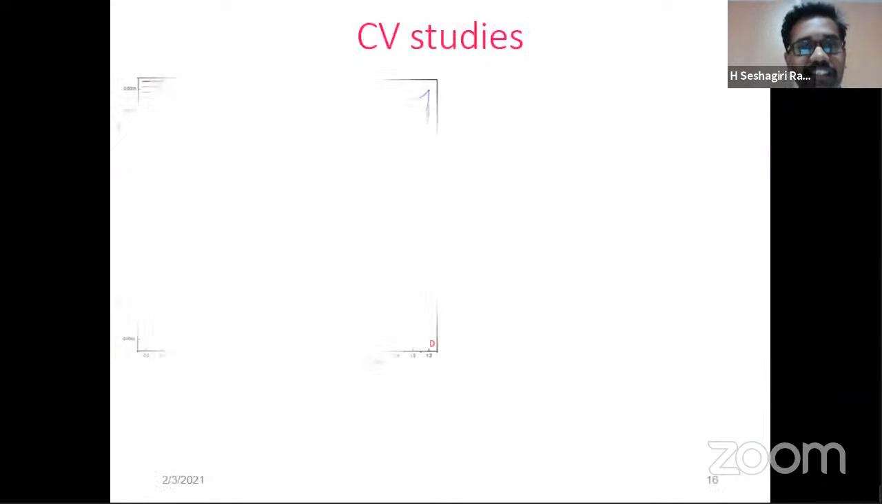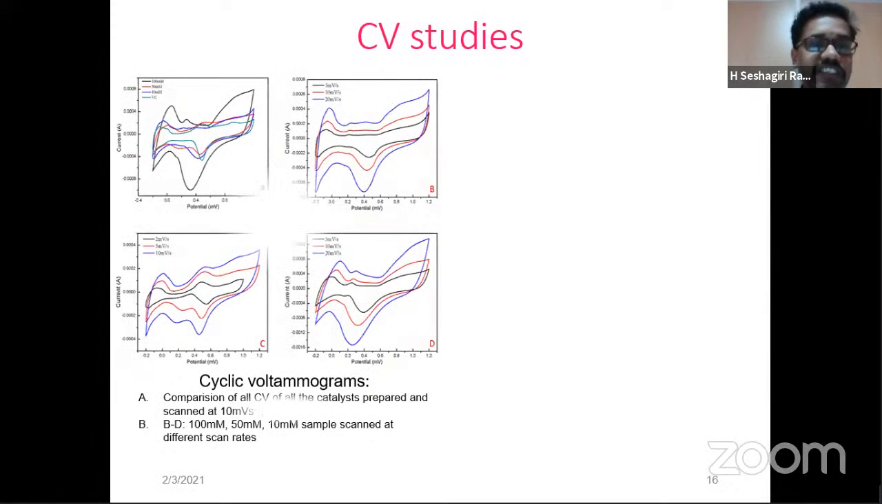Then the CV studies are clearly reflected in the first graph. It very clearly shows the different catalytic activity, meaning the CV spectra of the different catalysts that were prepared, with reference to the Vulcan carbon, because we have taken the Vulcan carbon in addition to our material and we have loaded the platinum.